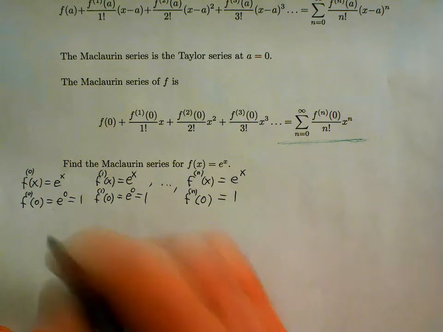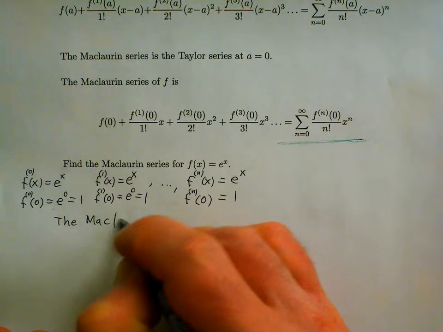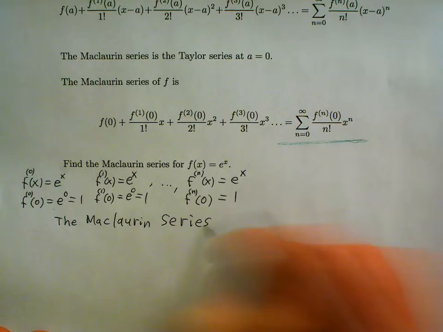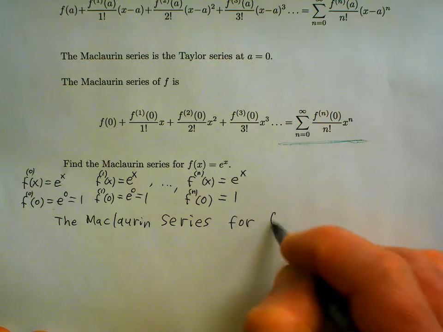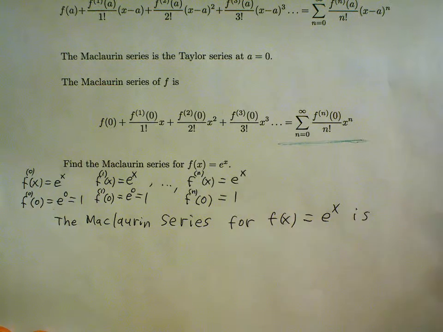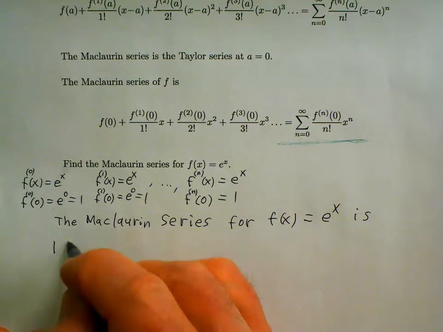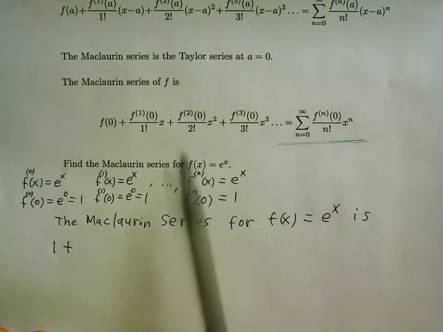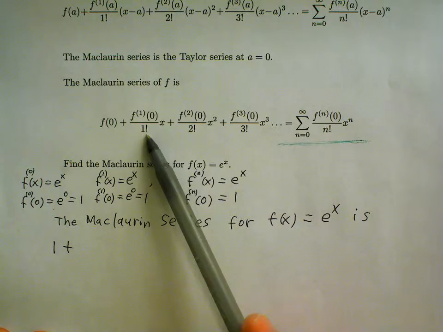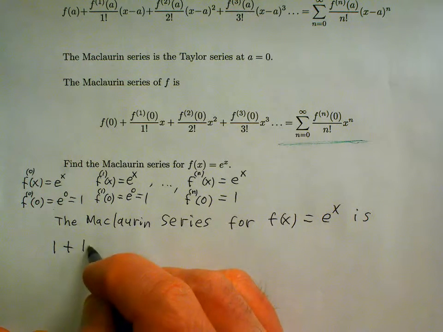All right, so the Maclaurin series for f of x equals e to the x is, let's see, f of 0 is 1 plus the first derivative of f evaluated at 0 divided by 1. So that's 1 and then times x.